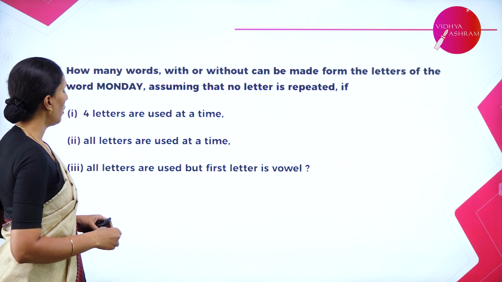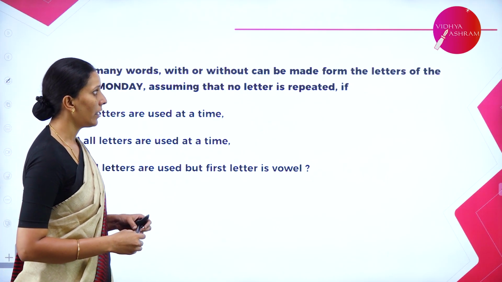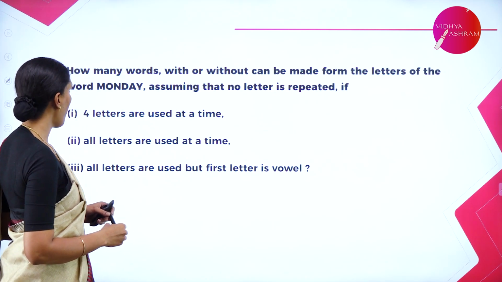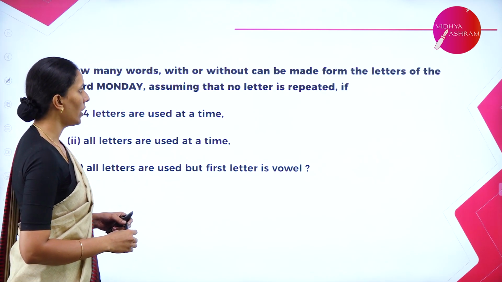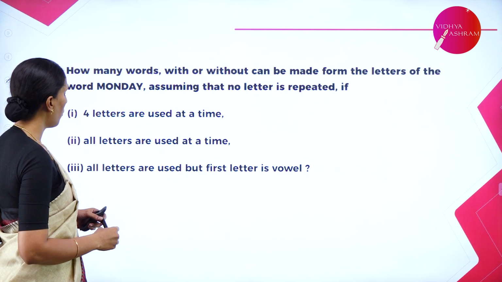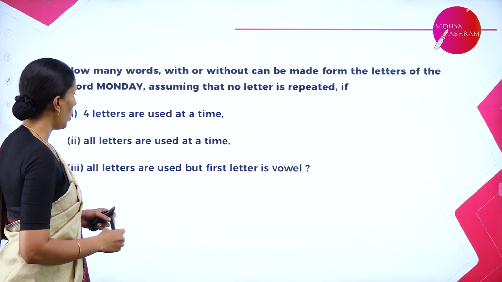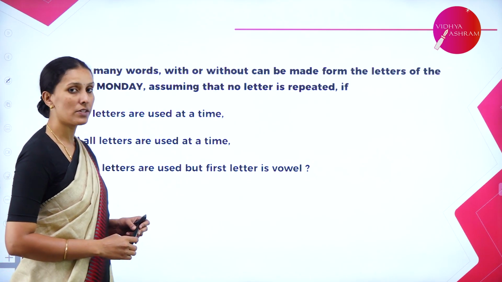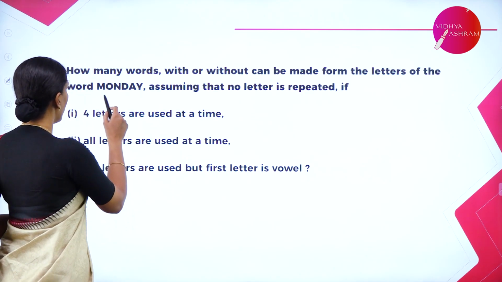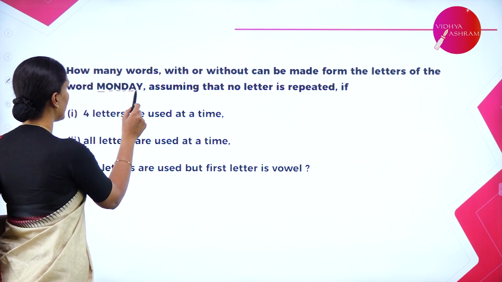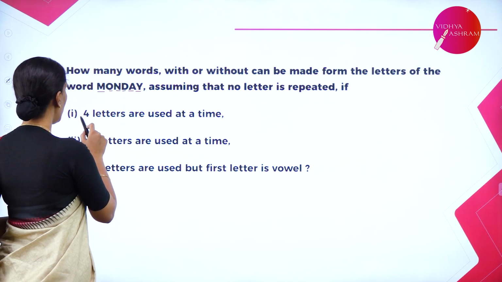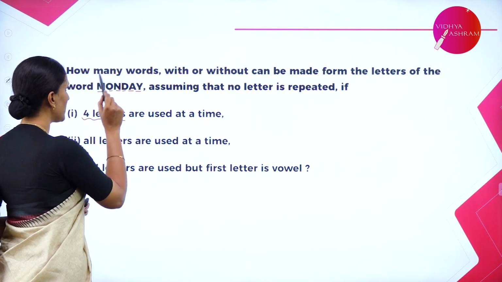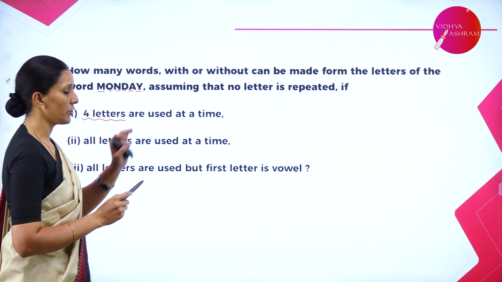Next question. How many words with or without meaning can be made from the letters of the word MONDAY, assuming that no letter is repeated, if 4 letters are used at a time, all letters are used at a time, all letters are used but the first letter is a vowel. Now here we can see there are 6 letters in the word MONDAY, but we need to choose only 4 letters out of 6 letters so that a new arrangement is formed.